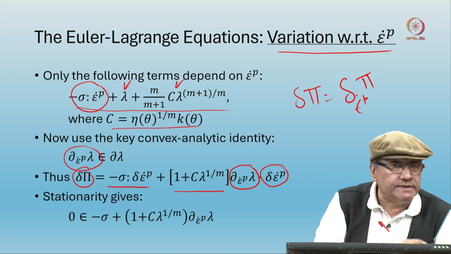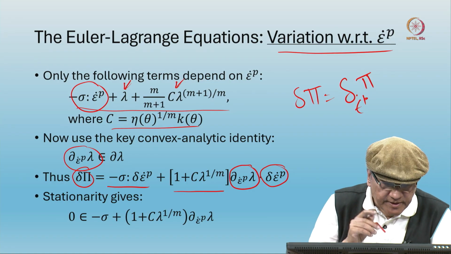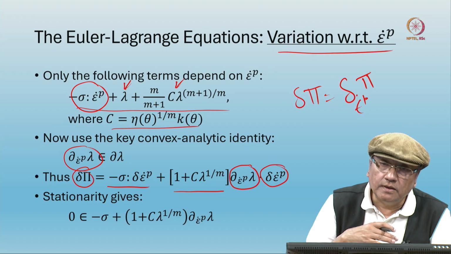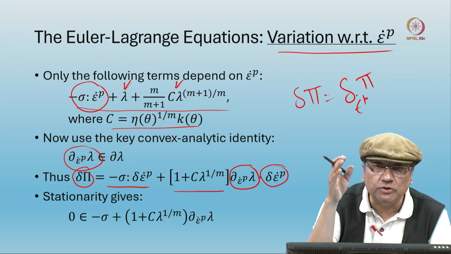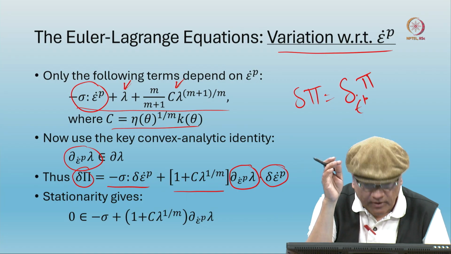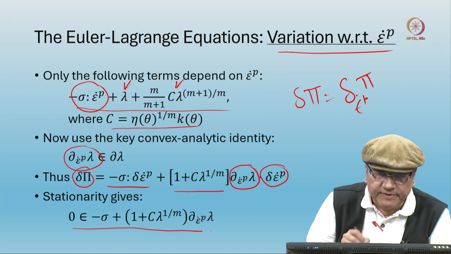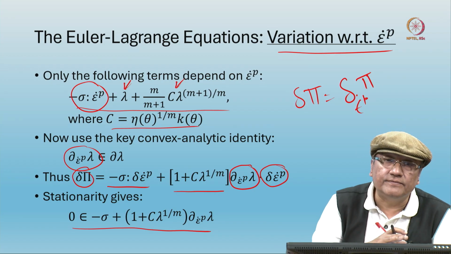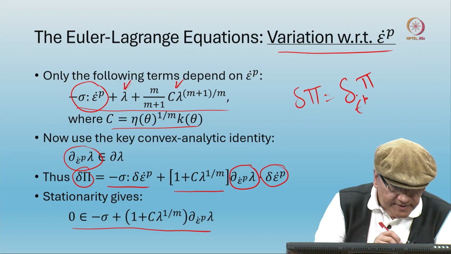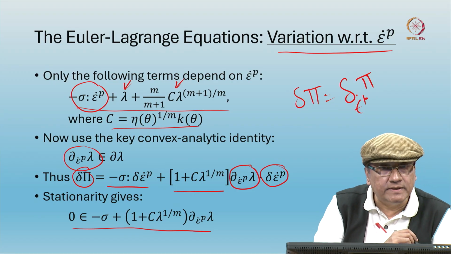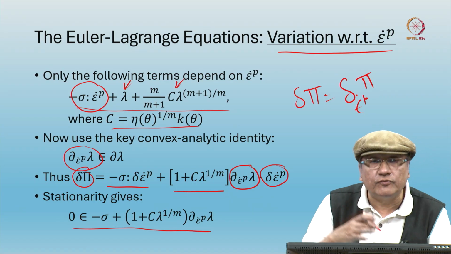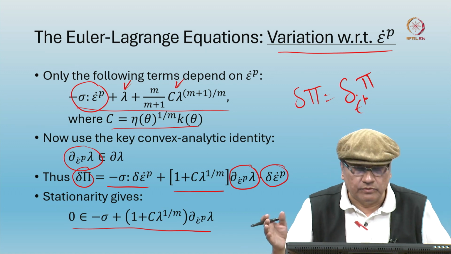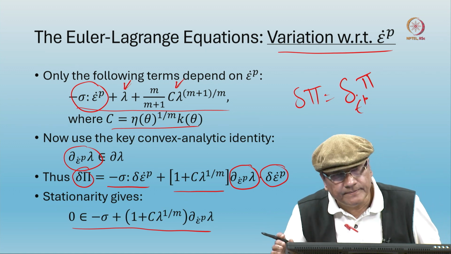Now I need stationarity, which means delta pi has to be equated to 0. This is true for all delta epsilon p dot, all admissible variations. So delta epsilon p dot being non-zero, it cancels out and we simply have this relationship. Again, because we are writing as if things are not everywhere smooth, that is why this symbol 0 belongs to is there. Basically it means 0 equals this, provided things are smooth enough, because stationarity gives delta pi equal to 0.